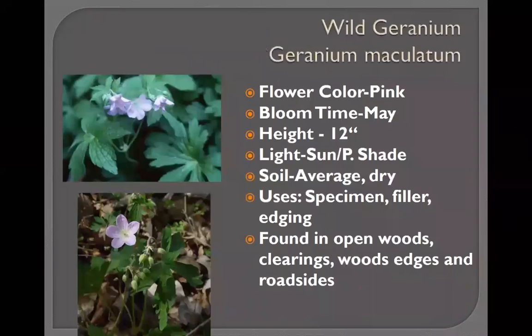Wild geranium, spring bloomer, will develop colonies over time. Pinkish lavender blooms in late April and early May. Dissected foliage, but a nice plant that's pretty drought tolerant and quite adaptable, can take a little more sunlight than some of the other shade perennials that we're talking about here.